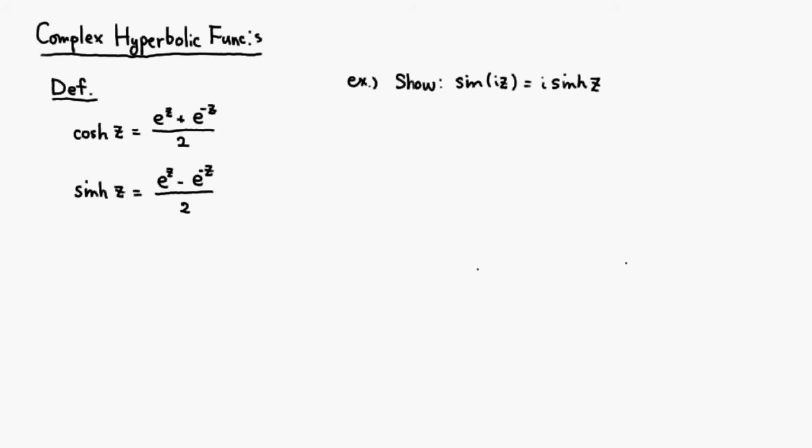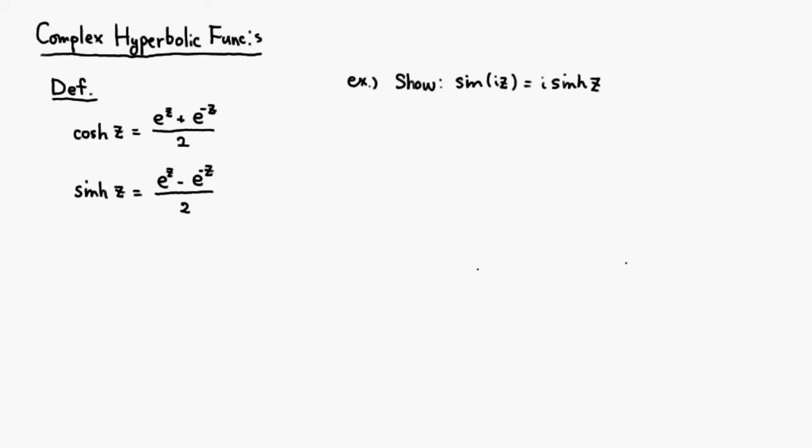Alright, let's look at the complex hyperbolic functions. The definition for complex hyperbolic functions is exactly the same as for real numbers. Hyperbolic cosine of z is equal to e to the z plus e to the negative z over 2, and the hyperbolic sine of z is equal to e to the z minus e to the negative z over 2.